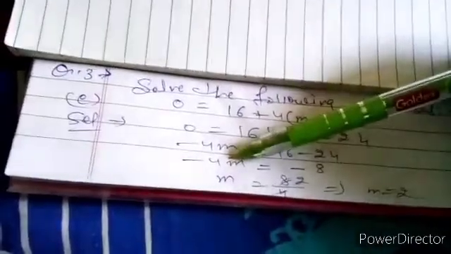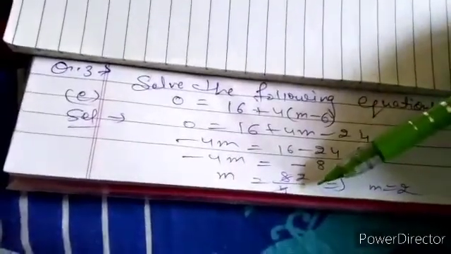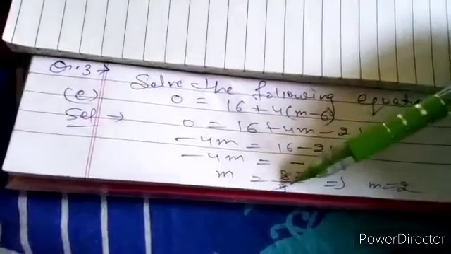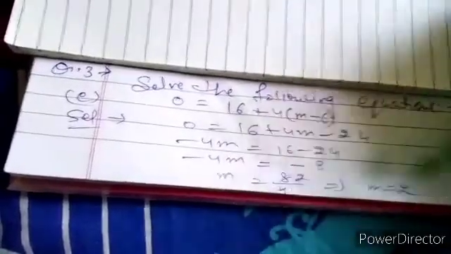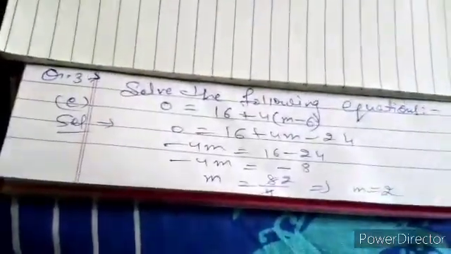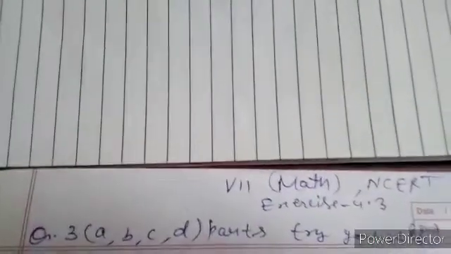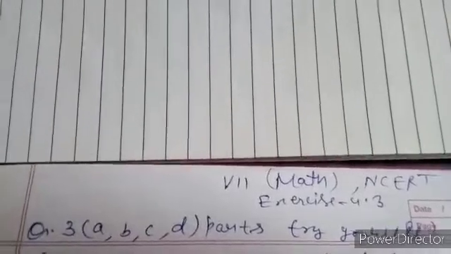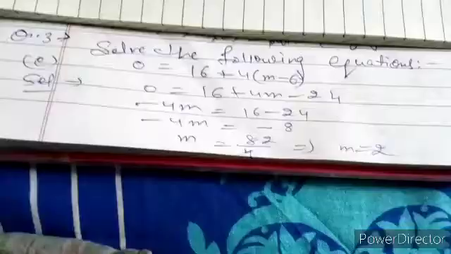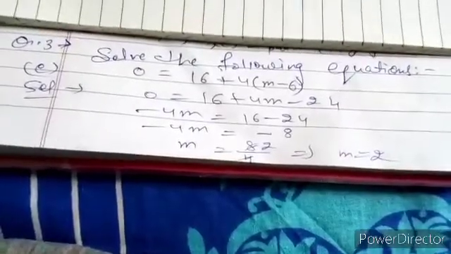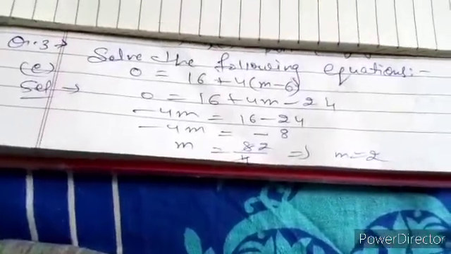Here it is in multiplication. Right hand side it will be changed to division. 8 upon 4. 4 2s are 8. M value is 2. So this is E part of question 3. Question 3, other parts A, B, C, D you can try yourself with the same procedure as I have told. E part. Question 3, E part.